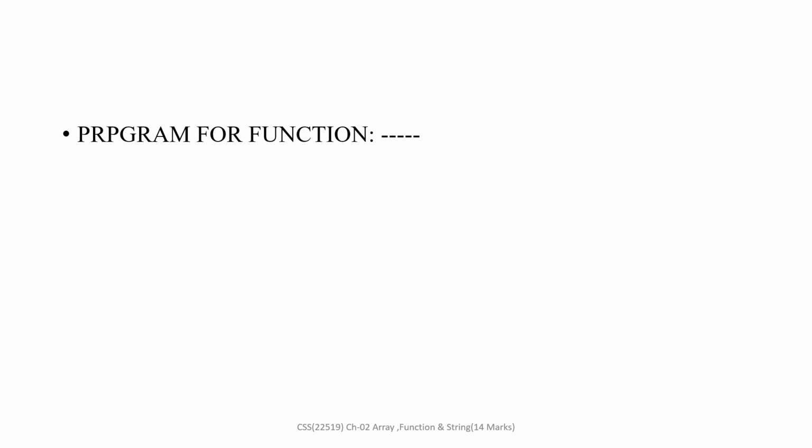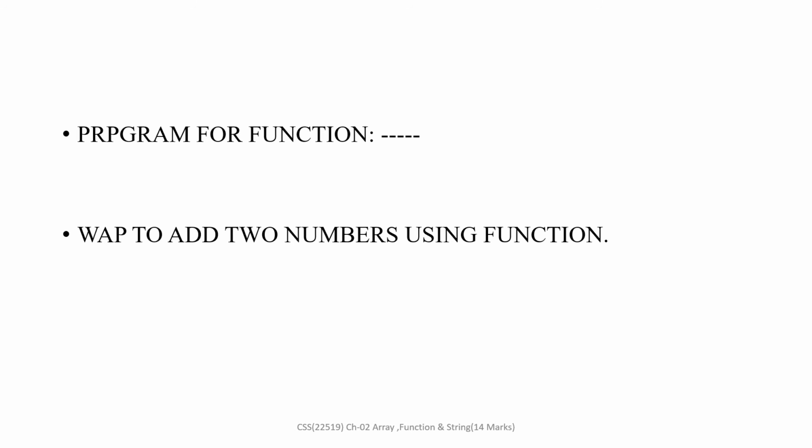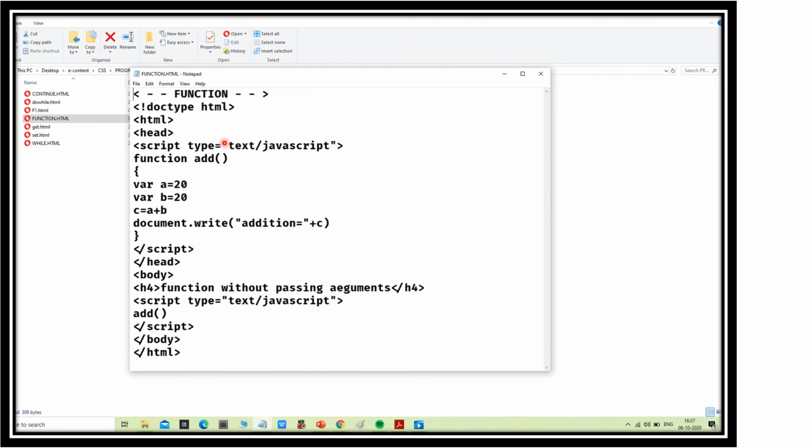Now we will see a program for function. Write a program to add two numbers using function. This is the program. This is our doctype HTML tag, opening tag, head tag, script type equal to JavaScript, function add. Here in the function add we declare variable a equal to 20, variable b equal to 20, and addition c equal to a plus b, and then we print the result, addition is equal to c. Then closing script tag, closing head tag.